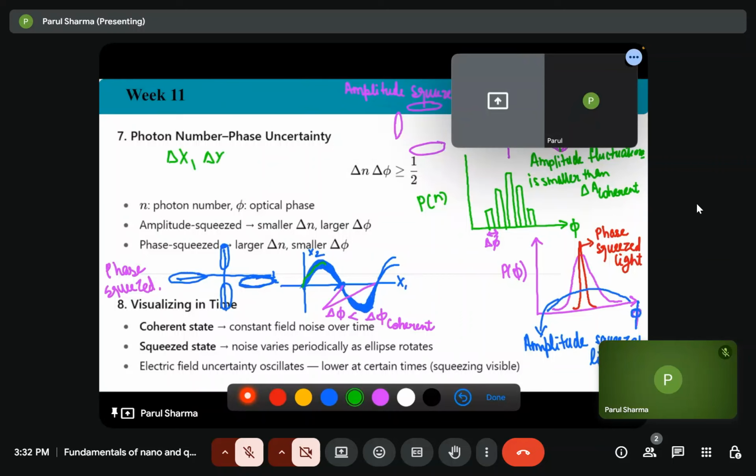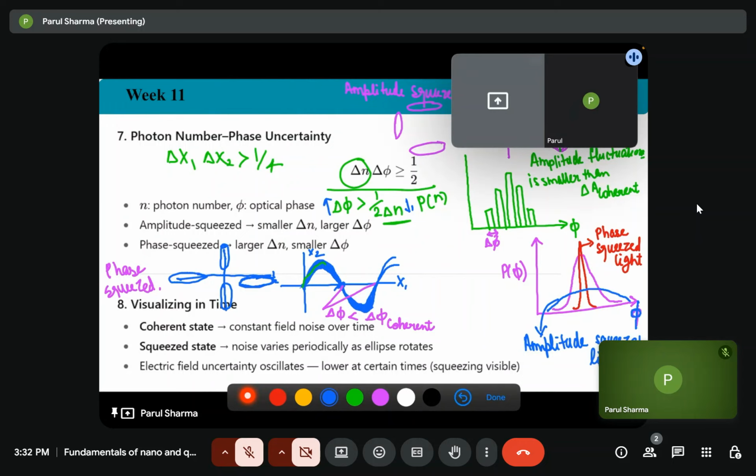So what happens if delta n is small? If delta n is small, delta phi is equal to 1 by 2 delta n. So as delta n decreases, delta phi will increase. So what will happen if delta phi will be greater than 2 pi?